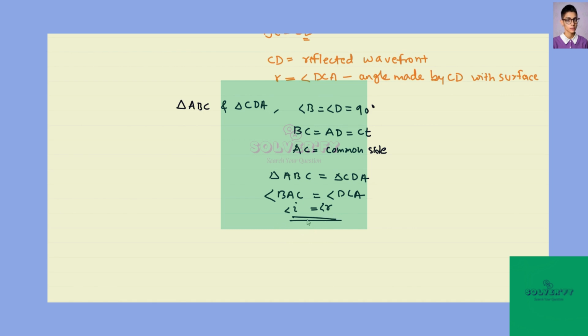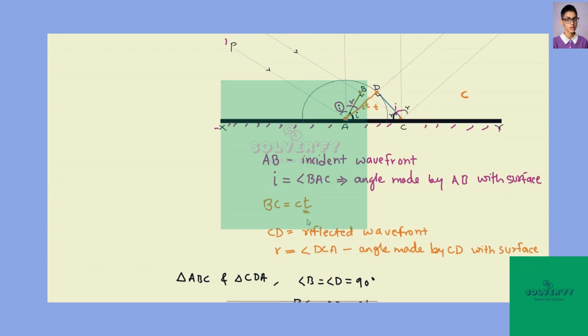Also, we find that this incident wavefront, this reflected wavefront, and this normal all lie in the same plane. This way, we can prove this law of reflection based on Huygens principle.